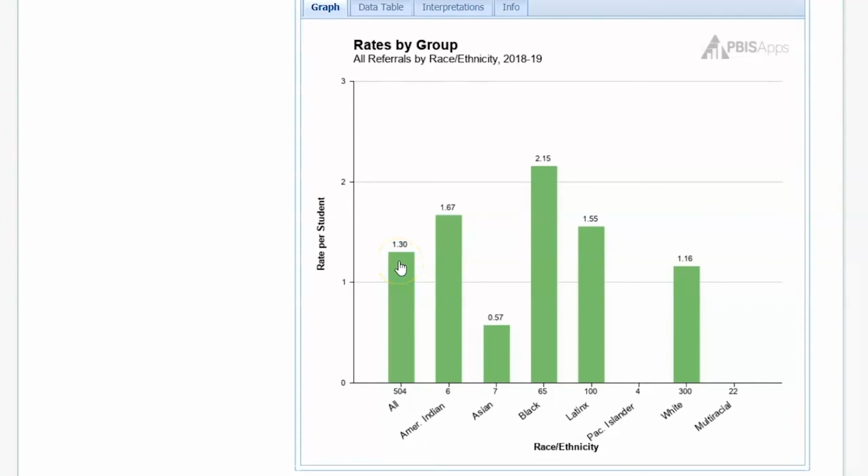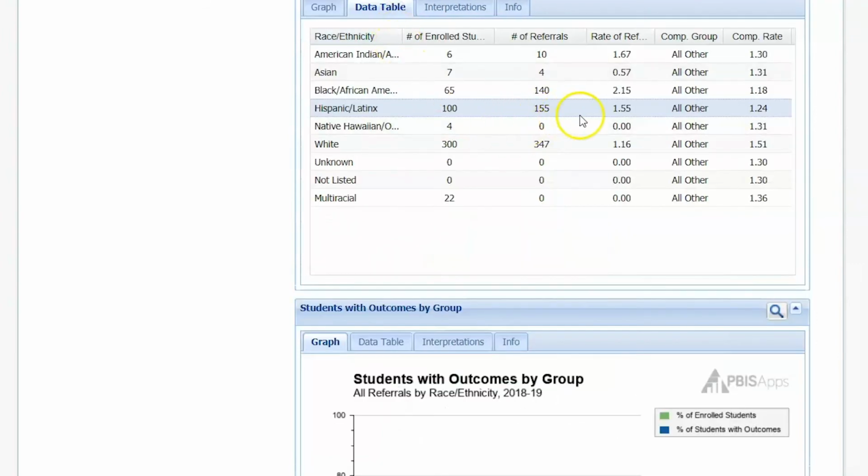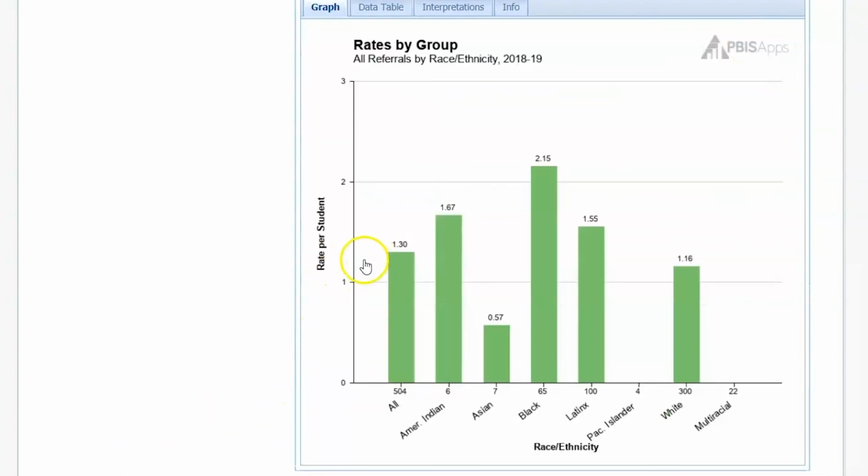We can compare each group's rate to each of the other groups, and we can also compare to the school's total enrollment average rate. But remember, if you want to compare one subgroup rate to their comparison group rate of all other students, you'll have to remember to look for that comparison in the data table. In our perfect world, all groups would receive an outcome at about the same rate. In this graph, we quickly notice that 3 groups receive referrals at a rate higher than the school's average rate, and at a noticeably higher rate than the remaining groups.